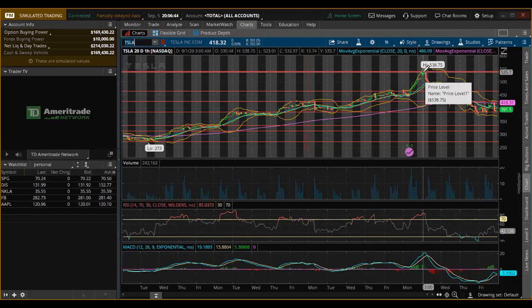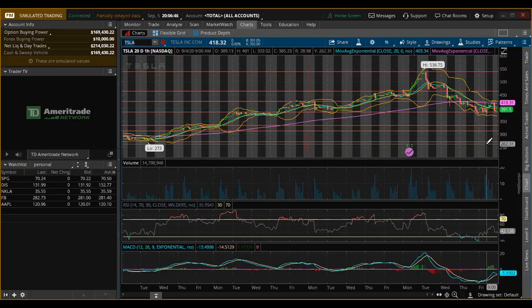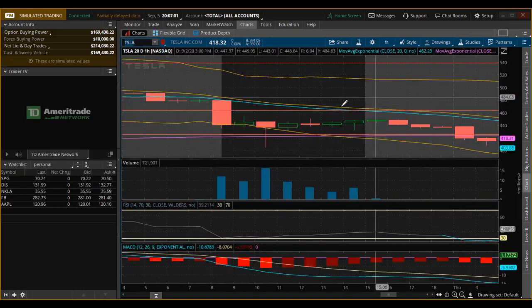So it fell from 538, came down, hit this support line, continued to drop. And I honestly thought it was going to settle right here and not continue to fall.